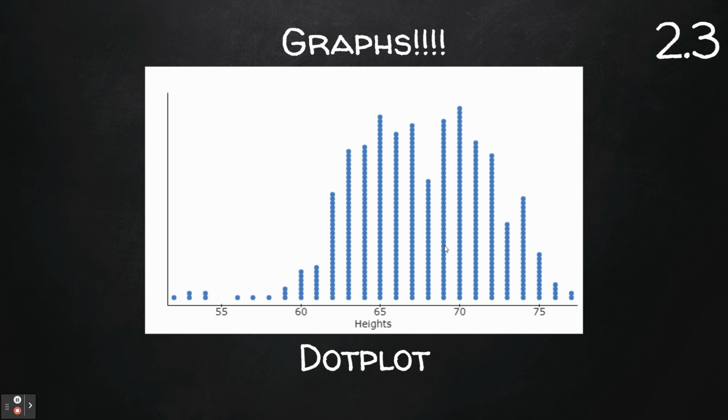This particular dot plot is of the heights of high school students. You can see it's fairly symmetric, but we have a little bit of tail to the left. So you could argue a little bit skewed left, but mostly I would call this fairly symmetric.